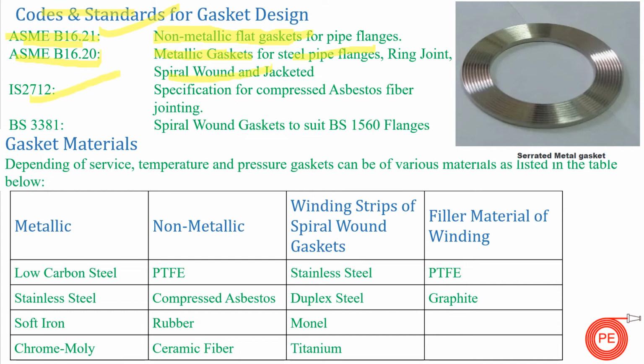Next is your IS standard. It is the specification for compressed asbestos fiber jointing. Next is your BS, that is British Standard 3381. It is for your spiral wound gaskets to suit BS 1560 flanges.